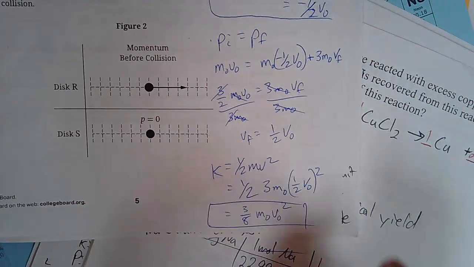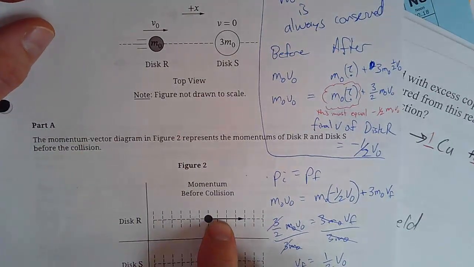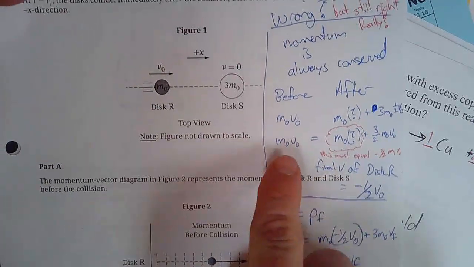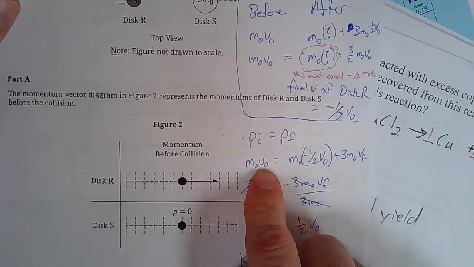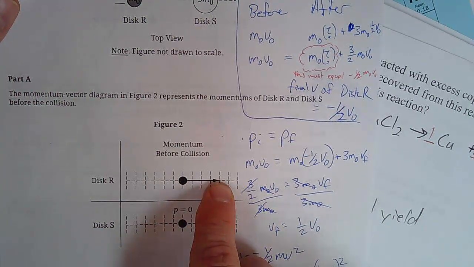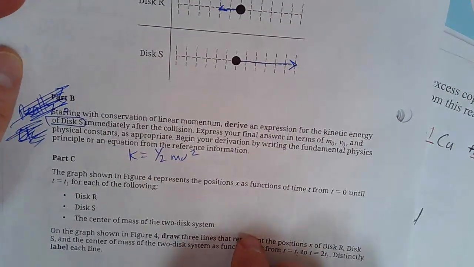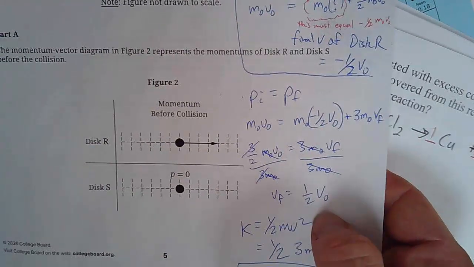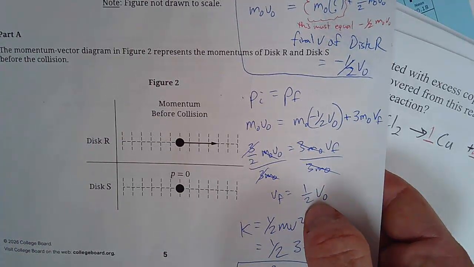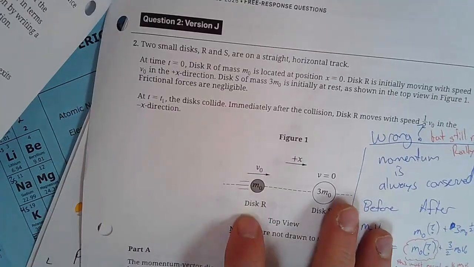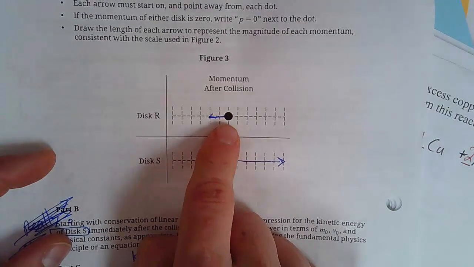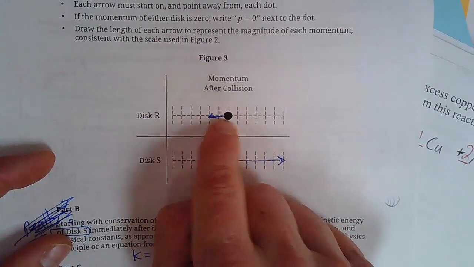Now, figuring out the momentum thing, you had to figure out what their scaling was. So before the collision, MVO was equal to 4 bars. After the collision, maybe I wrote it over here. No, I didn't write it over here. After the collision, we did eventually figure out that this one was, okay, they told us disk R was 1/2 VO in the other direction. It still had a mass of MO, so that would be half of 4 to the left.